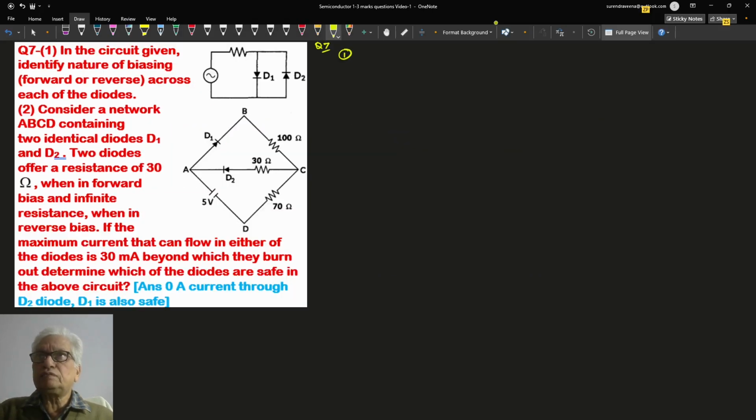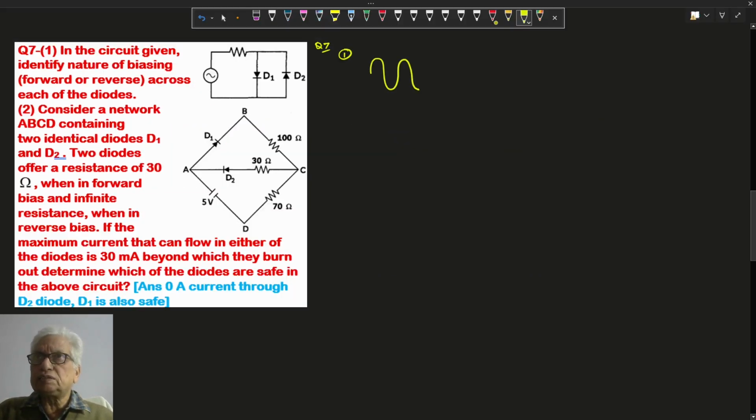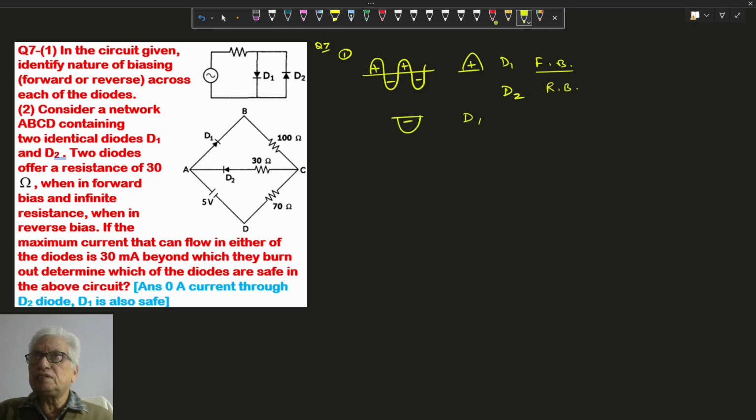Hello, in this question, this is an AC supply like this. For the positive cycle, diode D1 is forward biased. It is allowing the current to conduct, whereas D2 will not work, it is reverse biased. But for the negative half cycle, diode D1 is reverse biased and D2 will be forward biased. So at a time only one diode, D1 or D2, will conduct. For forward biasing, the diode conducts. For reverse biasing, it will not conduct.